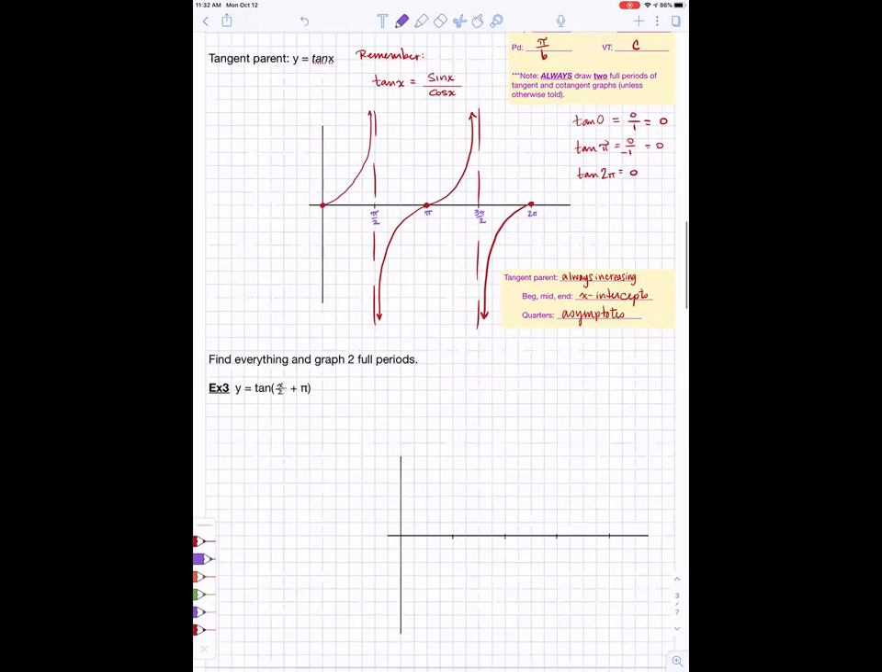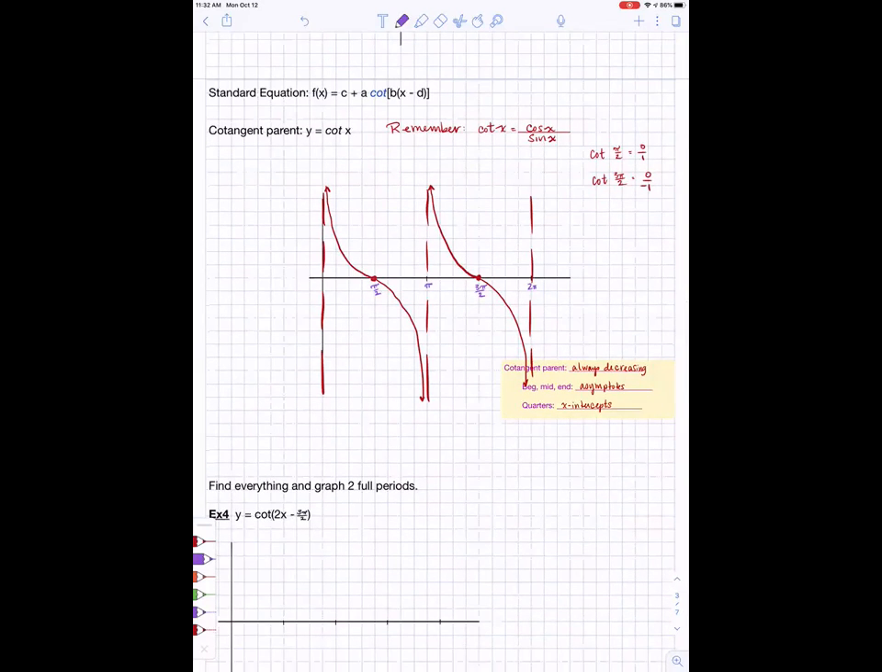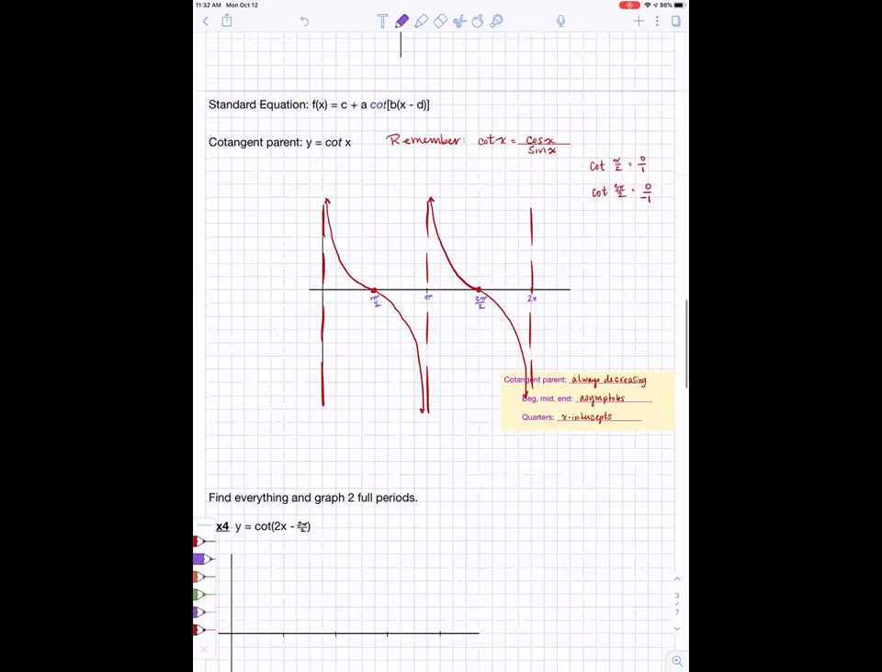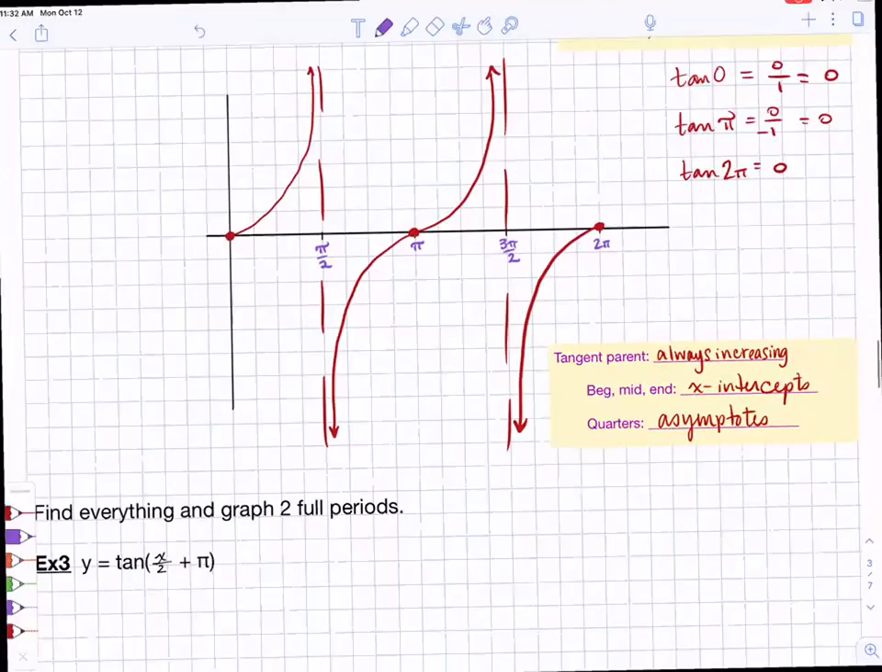Yeah, it's on the x-axis. Cotangent, beginning, middle, and end, what's happening? Asymptotes. I would just say that's a little bit of something to memorize, okay? I mean, you can redraw and rethink about the parent every single time, or you can just memorize that little bit. Okay, so let's go ahead then for example 3.